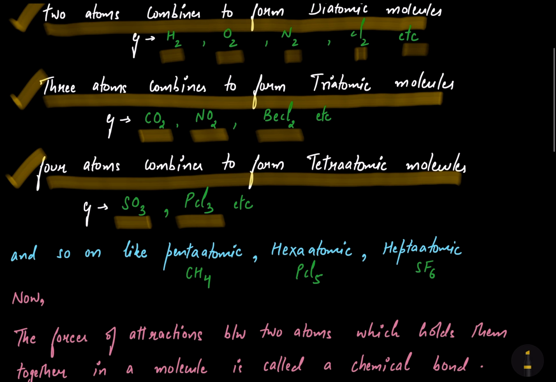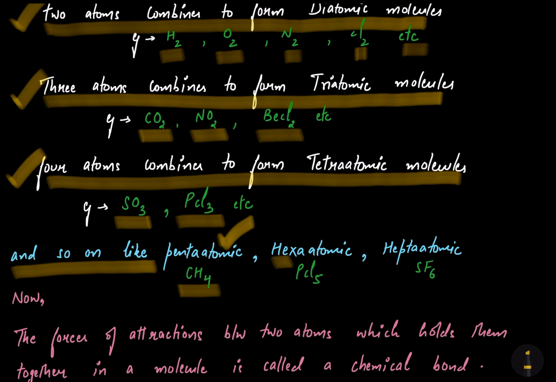Now let's talk about next types. And so on, like we are having pentaatomic. In pentaatomic, we are having an example of CH4. Here you can see that one atom of carbon and four atoms of hydrogen combine to form a single molecule of methane. So it's a total of 5 atoms, so we can call it a pentaatomic molecule.